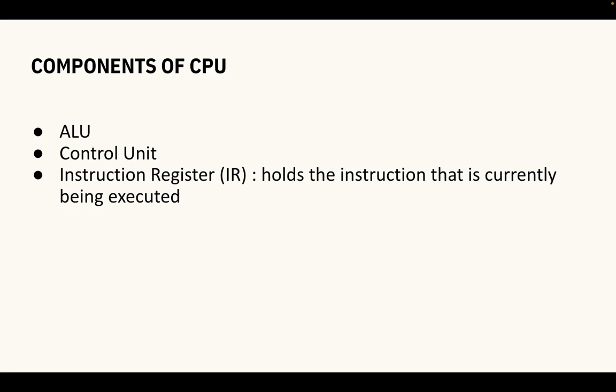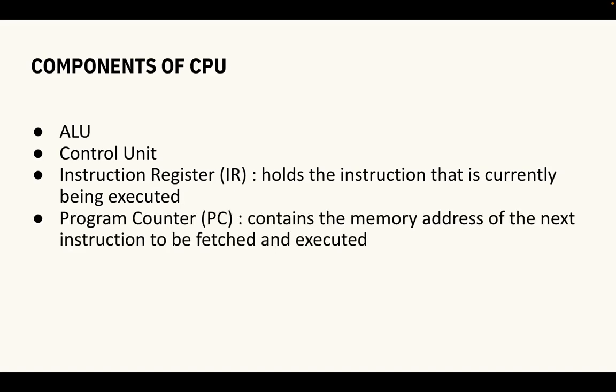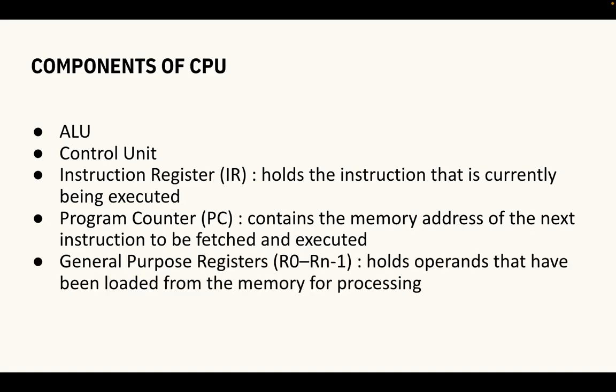Registers are very crucial, and the most important types of registers are the instruction register, program counter and general purpose registers. The instruction register holds the instruction that is currently being executed. The program counter contains the memory address of the next instruction which has to be fetched, and the general purpose registers, ranging from R0 to Rn-1, mainly hold the temporary operand values and the results during the execution of the program.